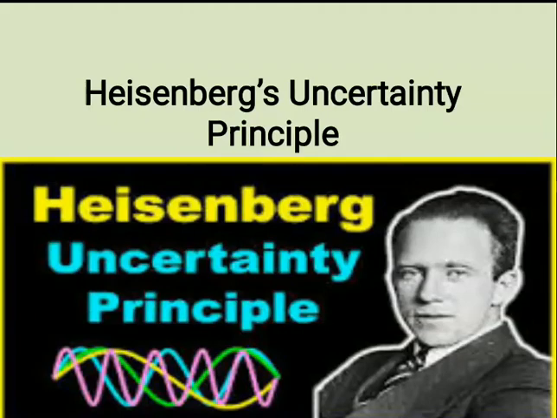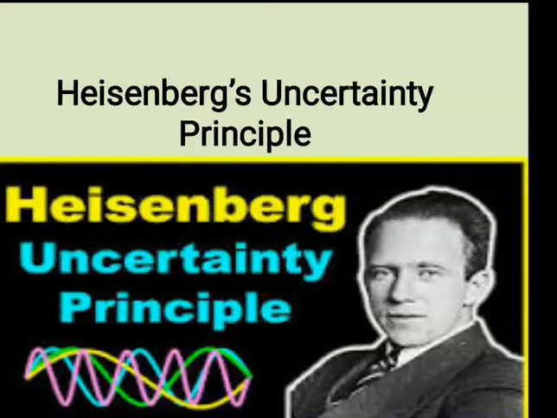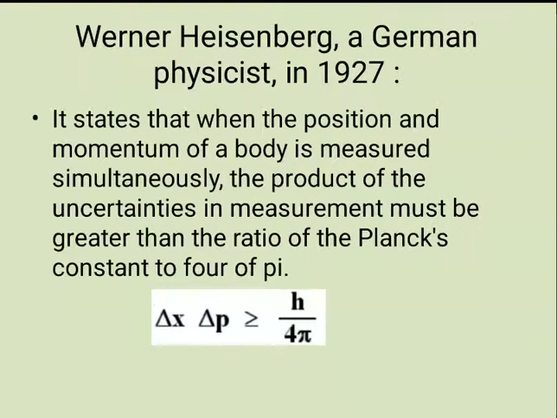Today we will talk about Heisenberg's uncertainty principle. Heisenberg's uncertainty principle was given by Werner Heisenberg, a German physicist. In 1924, he stated that when the position and the momentum of a body are measured simultaneously, the product of the uncertainties in measurement must be greater than the ratio of Planck's constant to 4 pi.